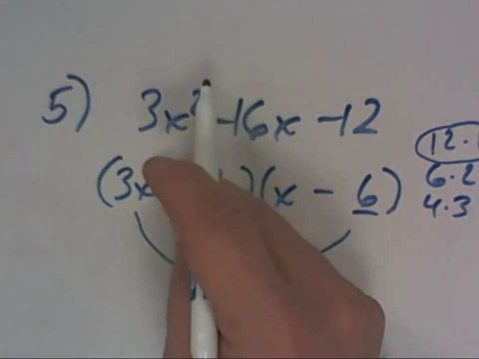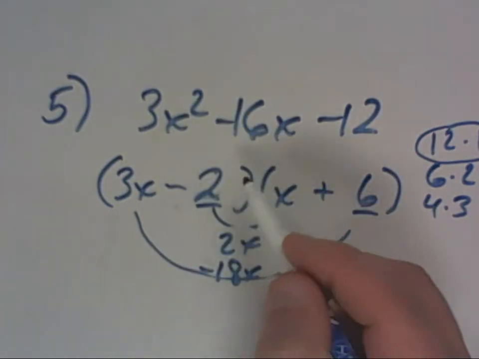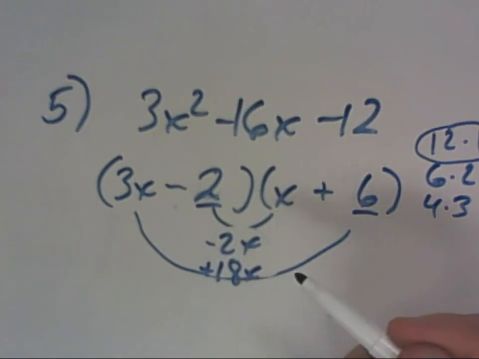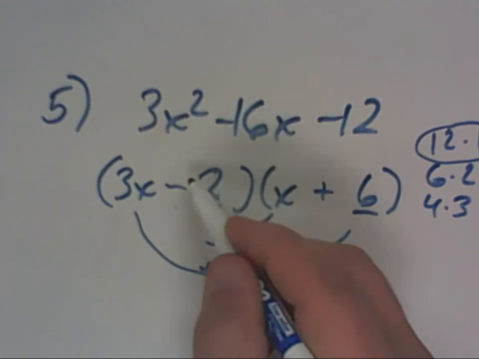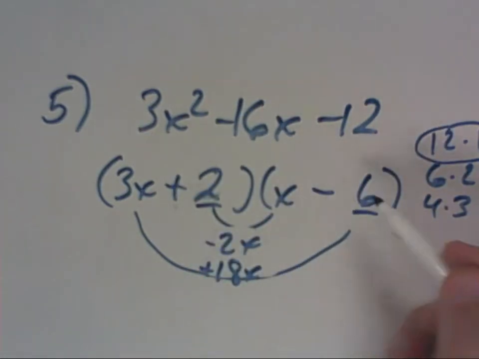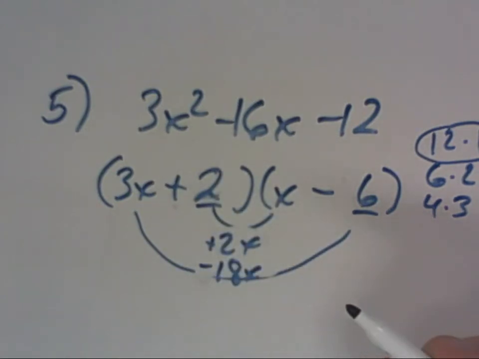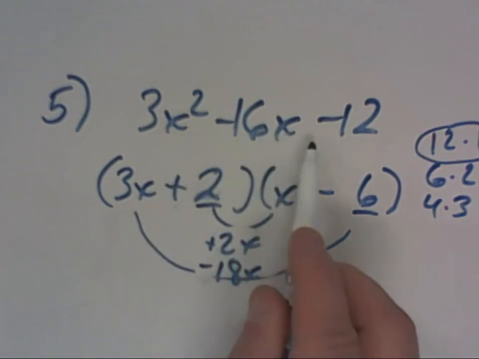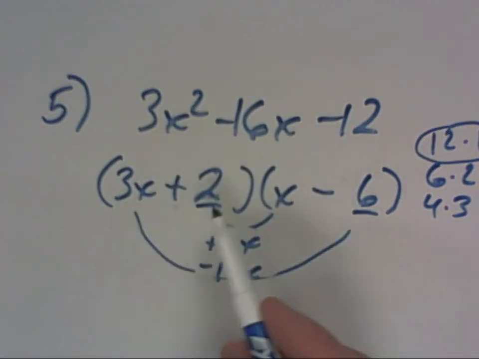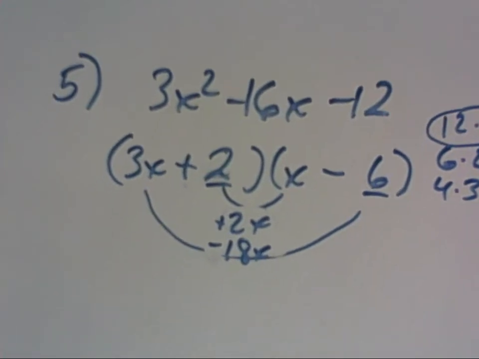Let's say you made this one positive and this one negative. That this would be negative and this would be positive. So if you had negative 2x plus 18x and you had a positive 16x, you could just simply switch your signs around so that you get this one to be positive and this one to be negative. So anyway, when I factor 3x squared minus 16x minus 12, I'll get 3x plus 2 times x minus 6.